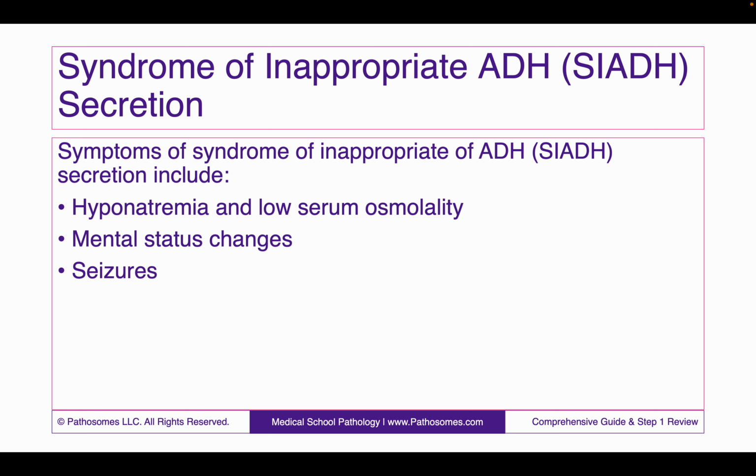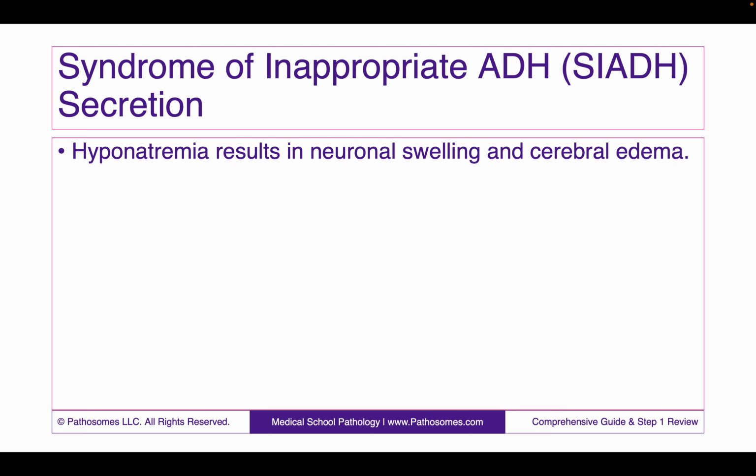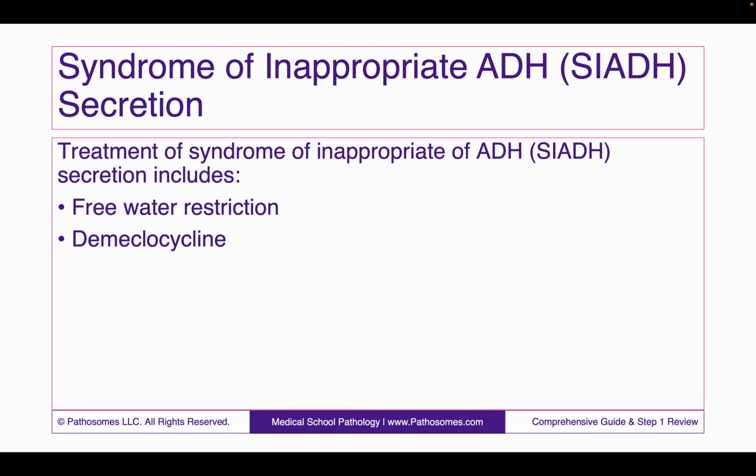Symptoms of syndrome of inappropriate ADH secretion include hyponatremia and low serum osmolality, mental status changes, and seizures. Hyponatremia results in neuronal swelling and cerebral edema. And treatment of syndrome of inappropriate ADH secretion includes free water restriction, no more sips for you, and demeclocycline.